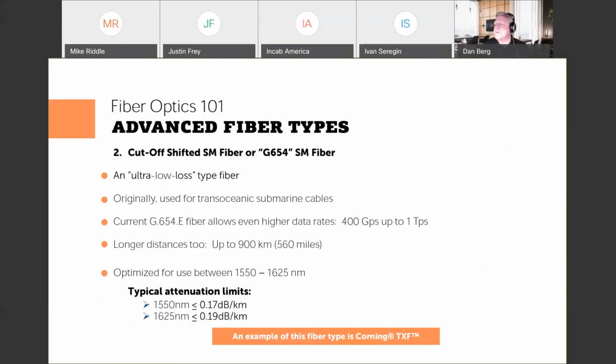The next fiber is what we call the cutoff shifted single mode fiber. It's the lowest loss fiber at 1550 that Corning or maybe anybody else makes. It was originally used for transatlantic applications, where a submarine cable goes under the oceans, and it allows for the highest data rates and the longest distances between repeaters.